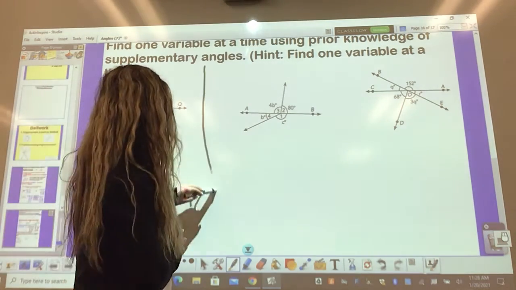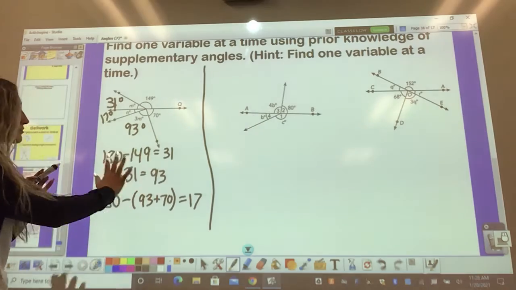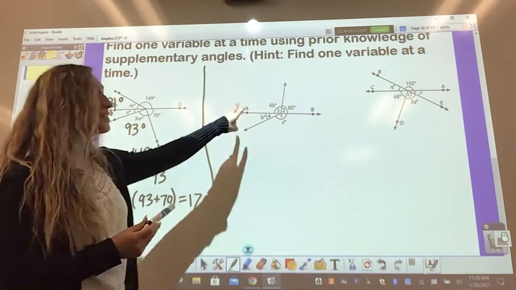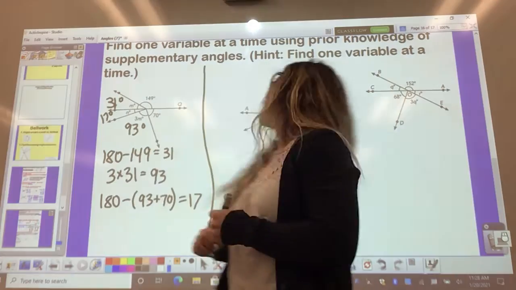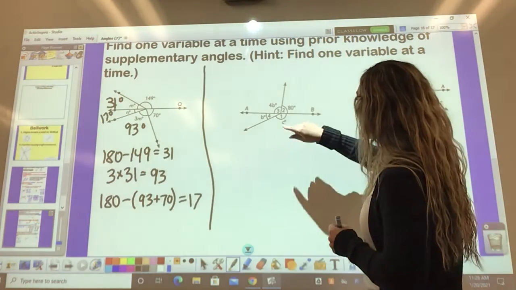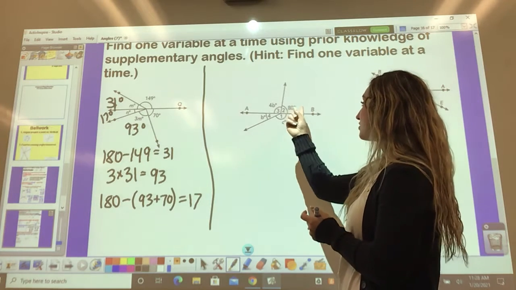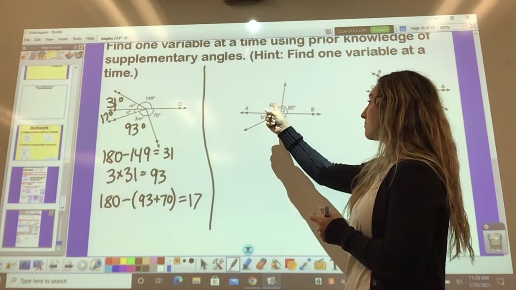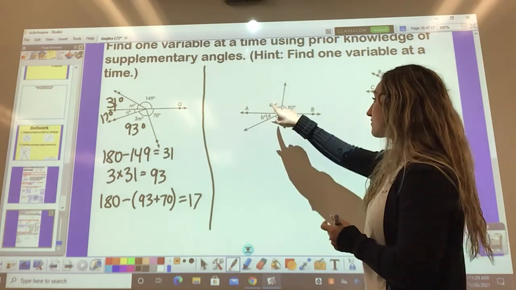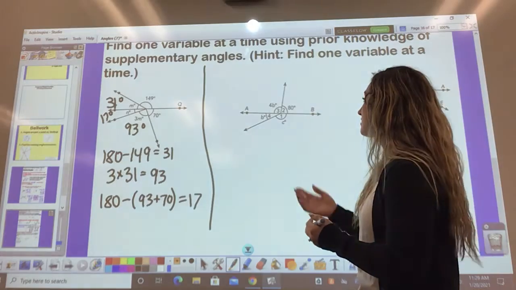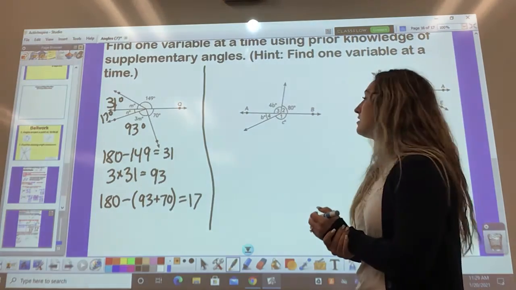Let's go ahead and move on to this one. Here you'll notice we didn't really have to set up any equations. Here you will have to. Here we're going to have to start by finding B first. We're going to have to use this 80 to figure out what B is here. So this 4B, you might notice that it needs to be 100 degrees. So you can maybe figure it out that way.